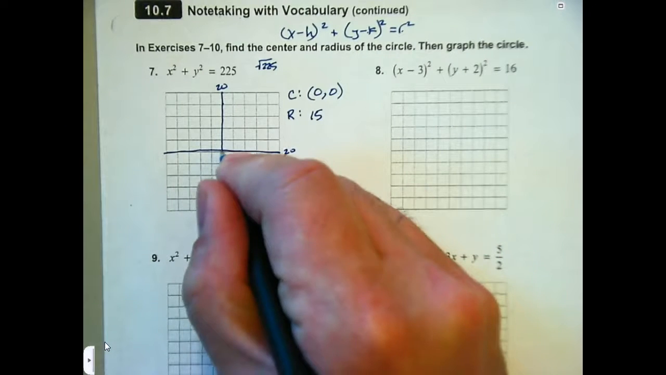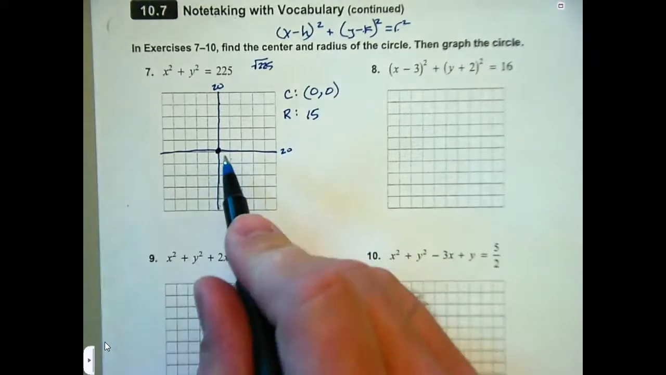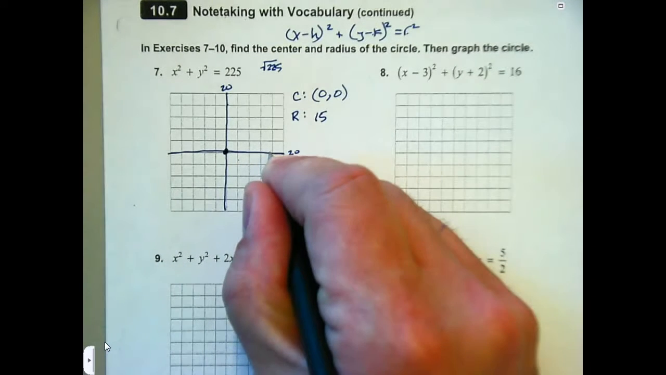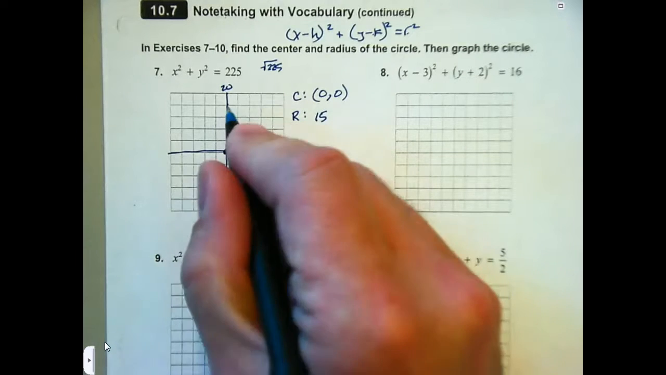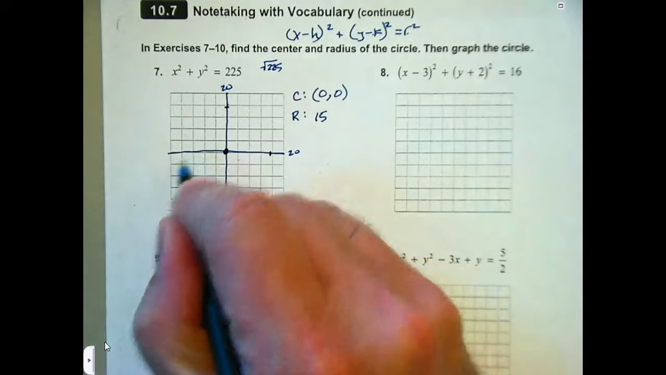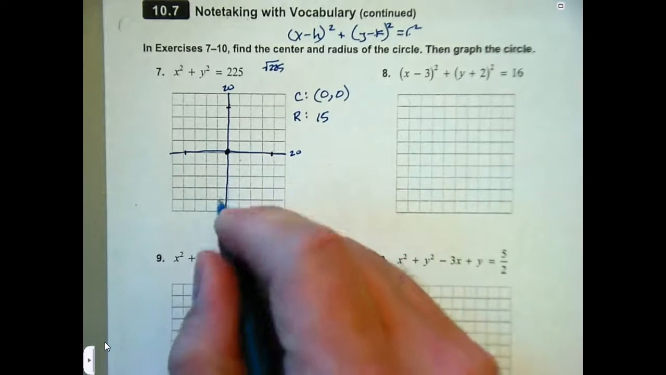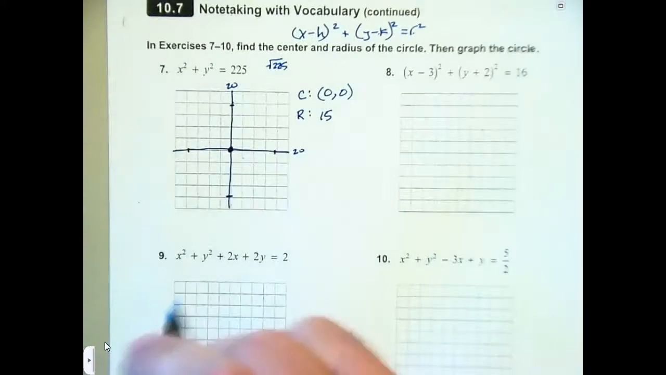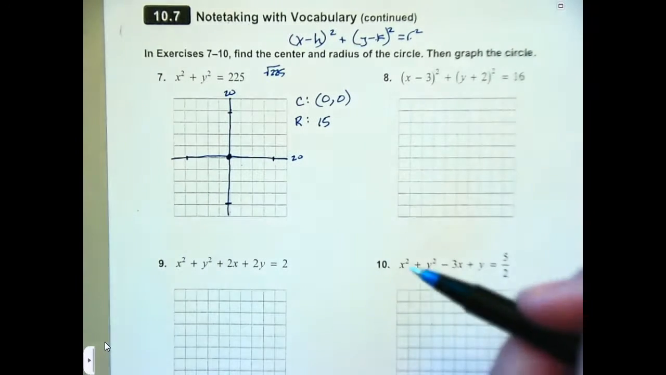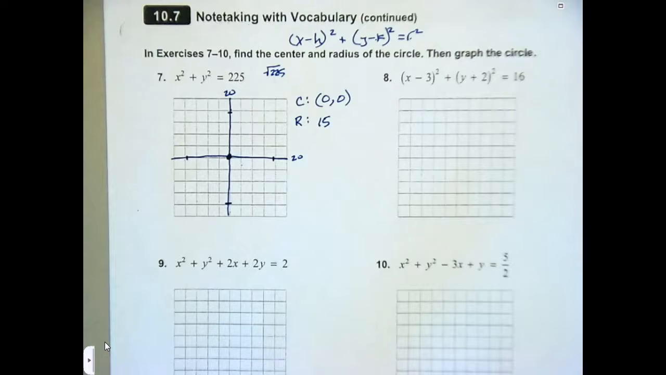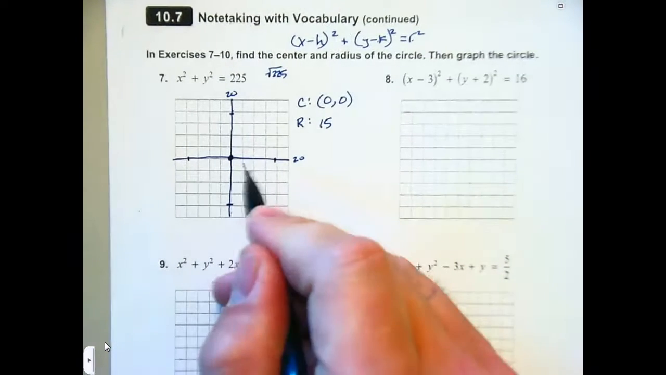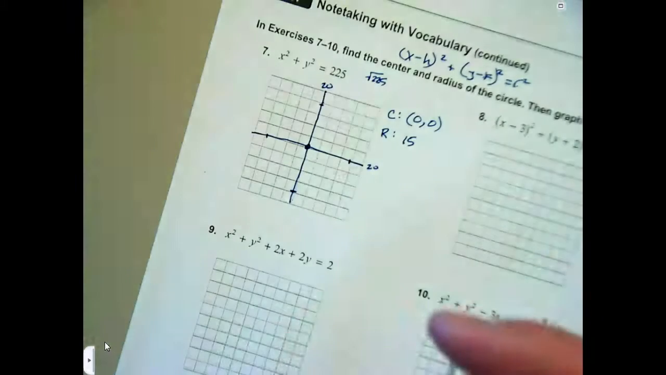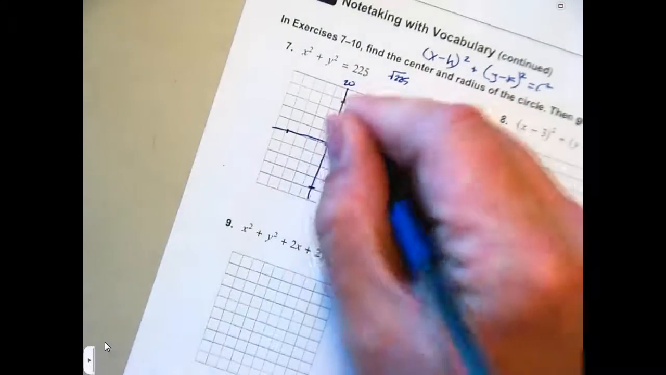So that means we start at 0, 0, that's the center, and we go out 15. So approximately right there-ish, and there-ish. I just need vertical and horizontal when you're sketching the circle. Just out horizontally and up vertically. And then as you're sketching, I always have to turn the page so my circle doesn't look like a flat tire or something.